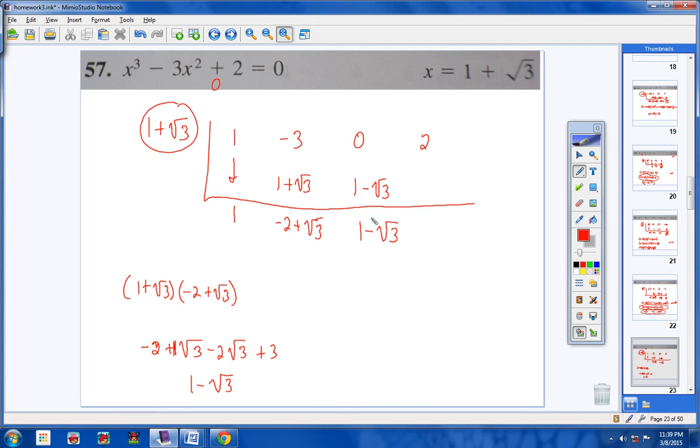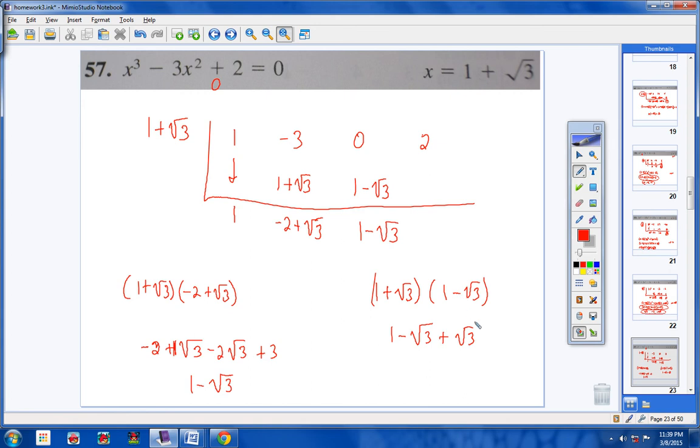So now we got to multiply this times this. Okay, let's see what we get. We have 1 plus square root of 3, 1 minus square root of 3. 1 times 1 is 1. 1 times negative square root of 3 is negative square root of 3. Square root of 3 times 1 is positive square root of 3.